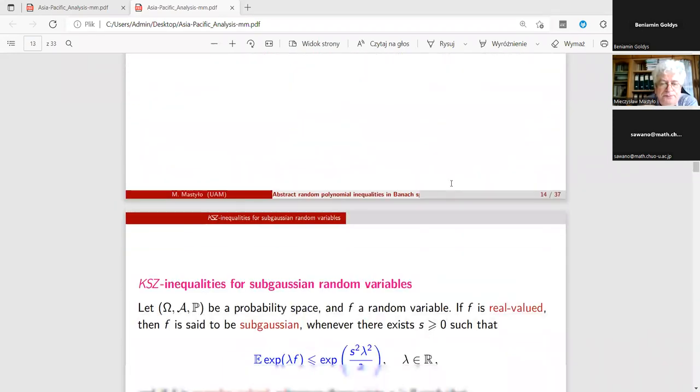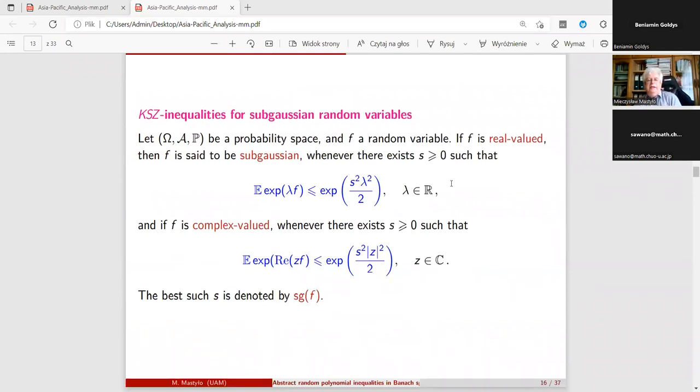So now we are interested in sub-Gaussian random variables because they play an important role in many areas. Let me quickly recall the definition. We have a probability space and we have a random variable. Suppose this is a real random variable. This variable is sub-Gaussian whenever there exists an s bigger than or equal to 0 for which the expectation of this random variable, so the integral over omega with this probability measure, has the following estimation.